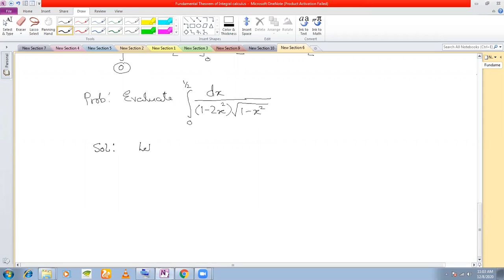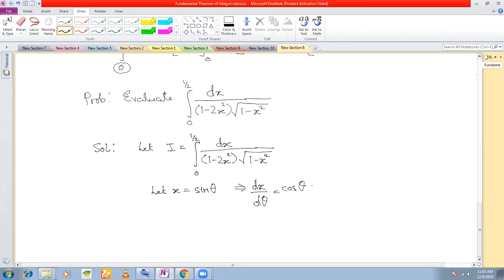So I start by saying let I is equal to integral 0 to half dx by 1 minus 2x square root 1 minus x square. Okay. Now what you do here is let x is equal to sine theta. That means what is dx by d theta? It is cos theta. That means what is dx?